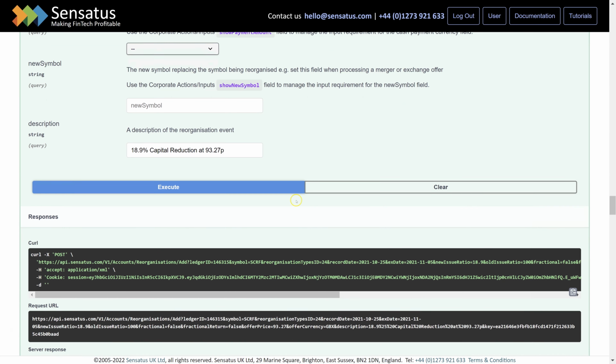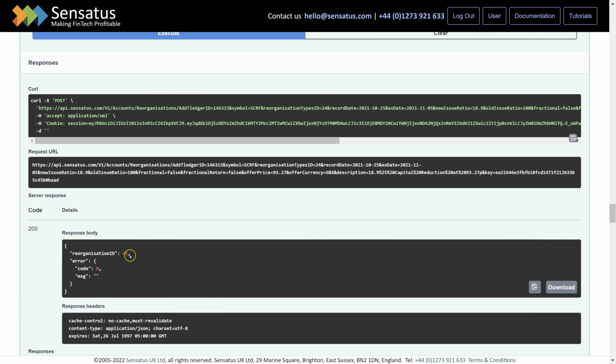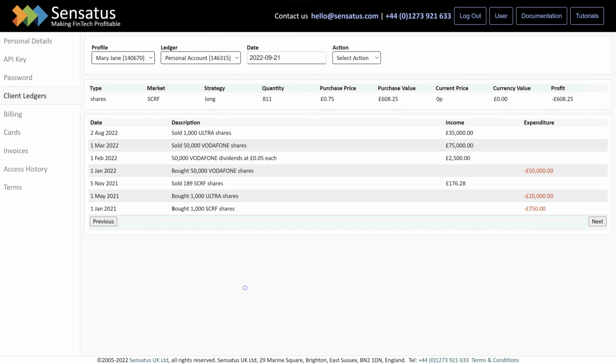Should you need to delete the reorganization, use the returned reorganization ID when using the Reorganization Delete API. In this example, the client had 1,000 shares and the position is reduced by 189 shares with £176.28 returned.